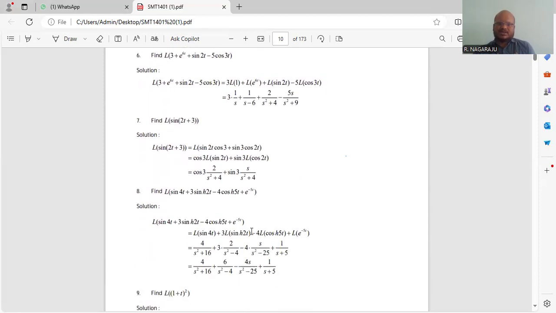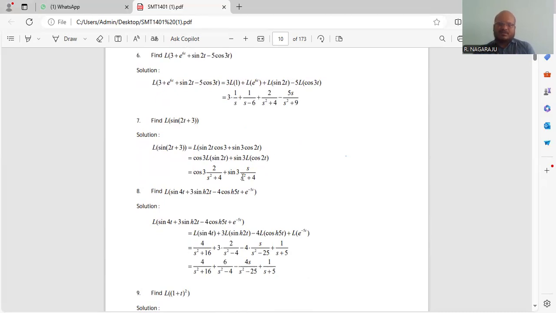So here also the same thing. Cos 3 and sin 3 both are constants. After that, whatever remains, you have to apply the Laplace transformation. So cos 3 into L of sin 2t, and similarly sin 3 into L of cos 2t.